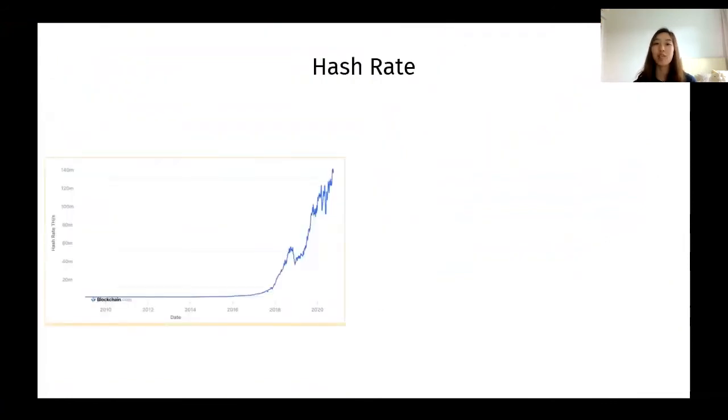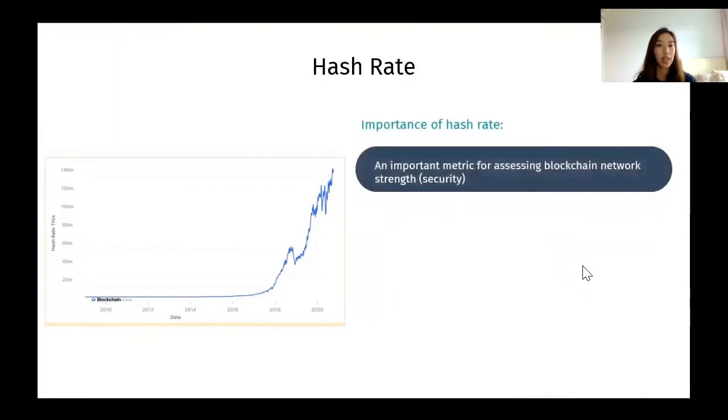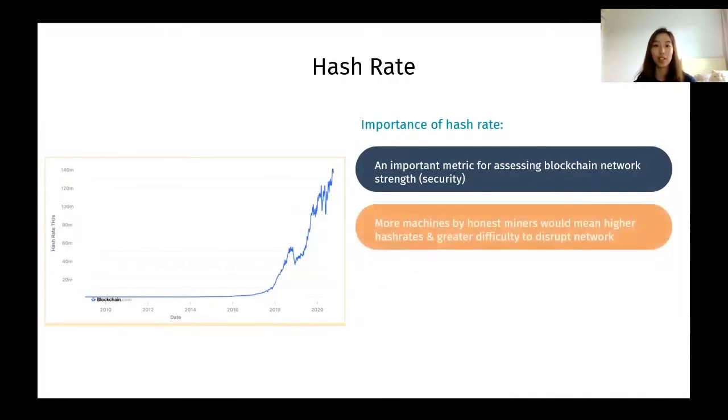So you would have heard me mentioning the term hash multiple times previously. So let me explain that. So the hash rate is actually an important metric for assessing the security of a blockchain network. The more machines dedicated by honest miners to discovering the next block, the higher the hash rate rises, and the harder it becomes for malicious agents to disrupt the network.